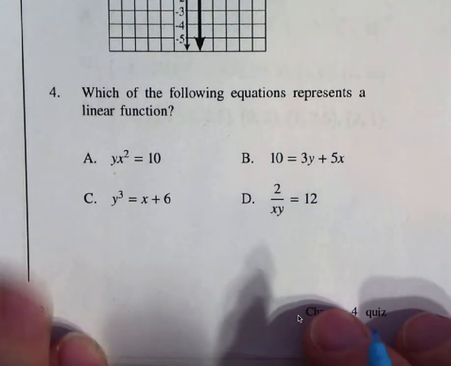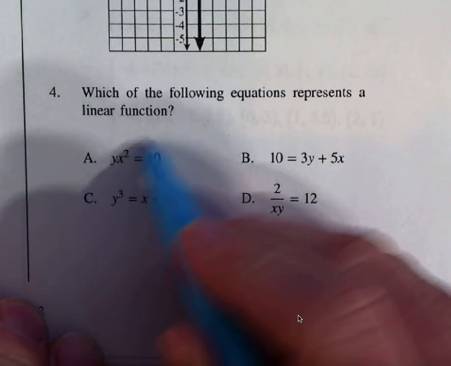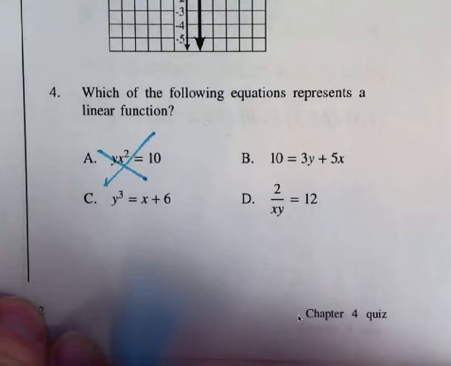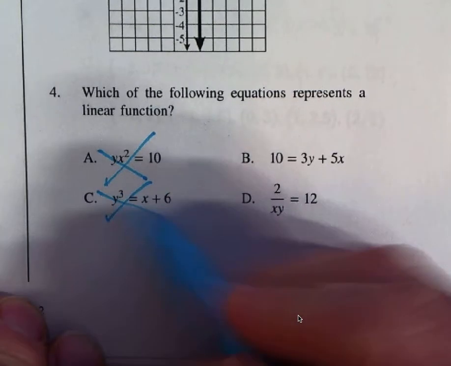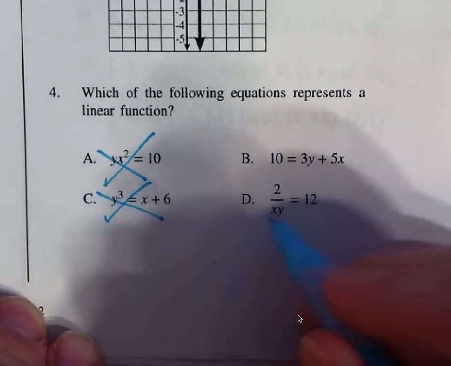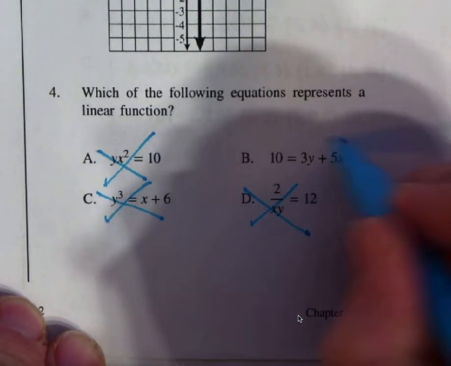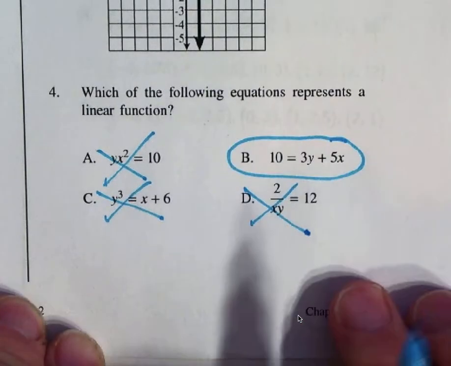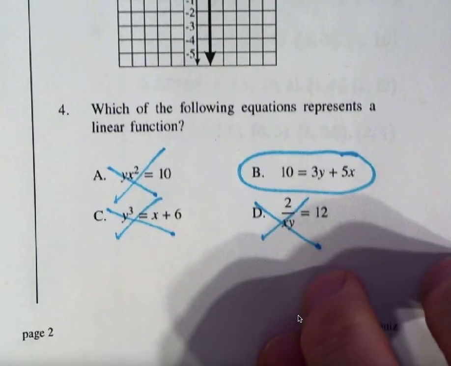So, of all the ones that meet it, well, x and y are being multiplied together, and it's being squared, so that's not it. Y has an exponent of 3. Nope, not linear. X and y are in the denominator here, and they're being multiplied together. So this equation is a linear function because it meets all the requirements we've been studying. And number 4.